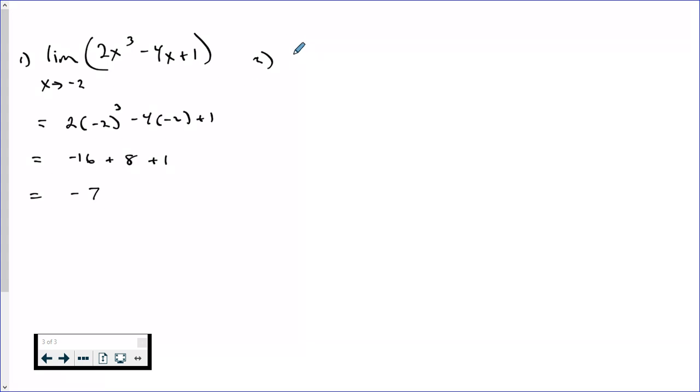So let's keep going. Let's do the limit of arctangent of x as x goes to 1. Again, moral of the story, the first thing you will always try in a limit problem is to directly substitute. So I will plug 1 in for x, and then I'm going to get arctangent of 1.